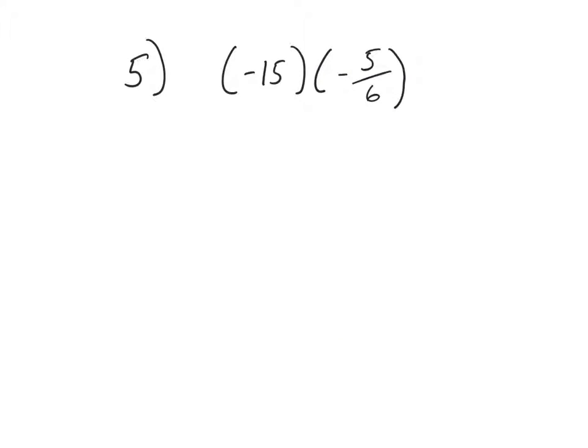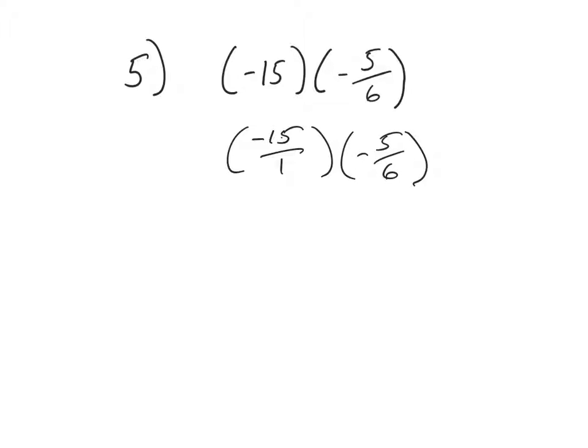On number 5, we're multiplying negative 15 times negative 5/6. So what I want to do is change the negative 15 into a fraction. So we're going to do negative 15 over 1 times negative 5 over 6. And then I want to see if I can cross simplify. So I have a negative 15 and a positive 6.